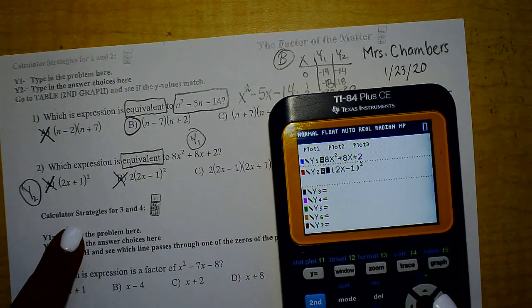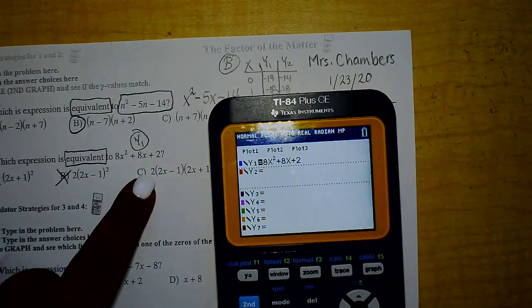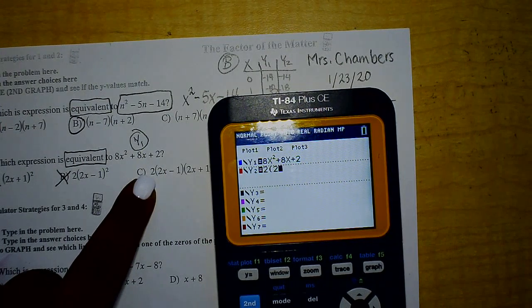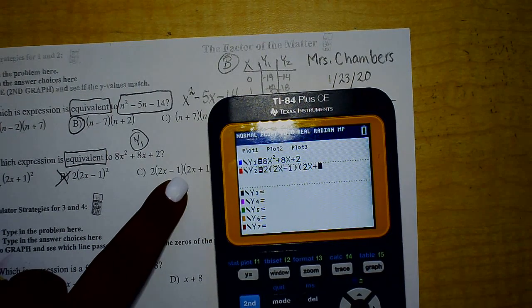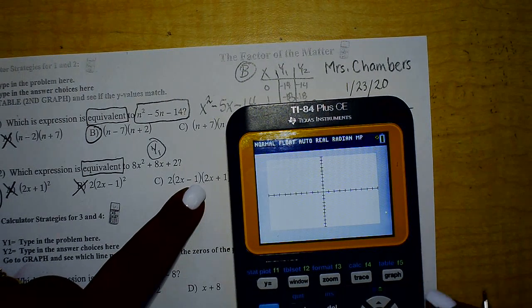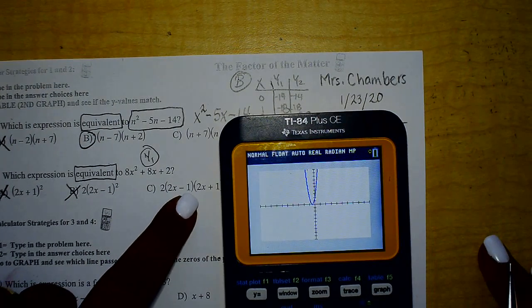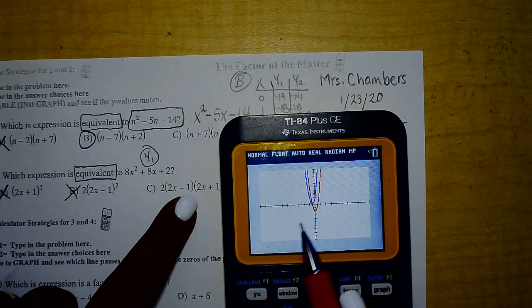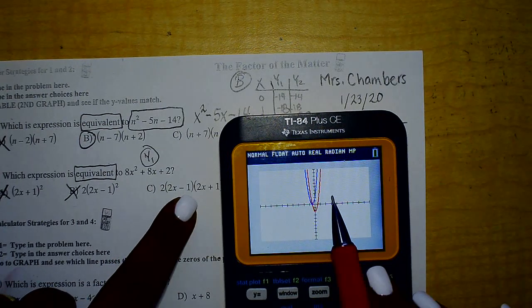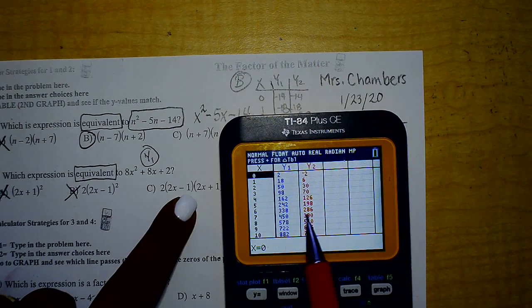Y equals, go down to y2, press clear. Let's try this one. We're going to put a 2 on the outside of parentheses. Then we're going to put 2x minus 1. Then 2x plus 1. Make sure you put your parentheses. All right. You're going to press second graph. Oh, I just pressed graph. My bad. This is a quadratic function. That's why it looks like a U. I can see that these aren't equal because they're not the same graph. So let me go second graph now. They're not equal all the way down.